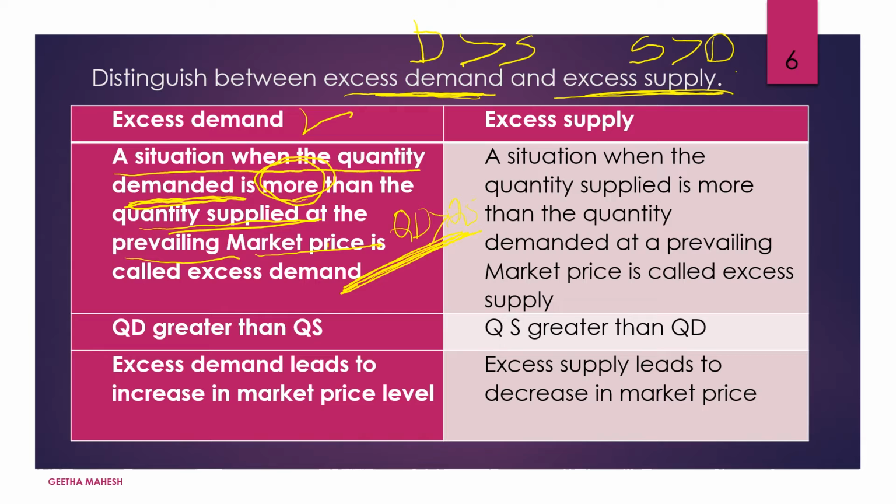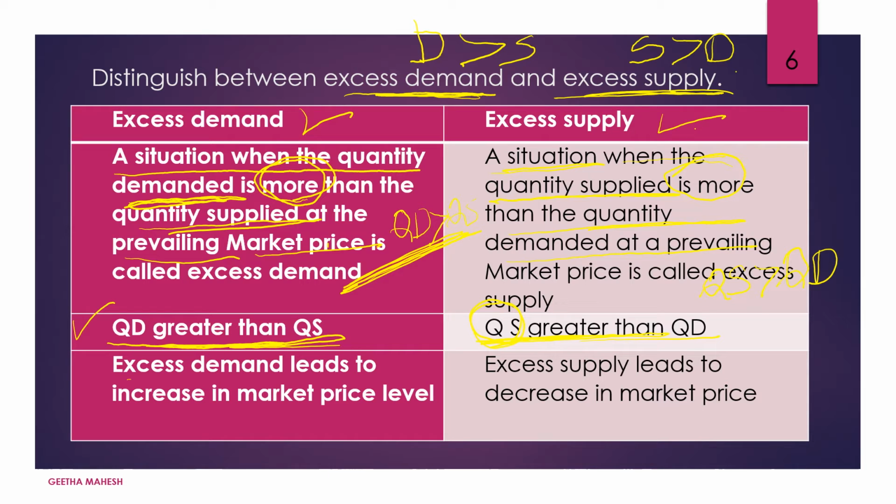What is excess supply? A situation when the quantity supplied is more than the quantity demanded at a prevailing market price. So given the market price, if quantity supplied is greater than quantity demanded, then that situation we call it as excess supply. You can see second point here, under excess demand, quantity demanded is greater than quantity supplied, and under excess supply, quantity supplied is greater than quantity demanded.